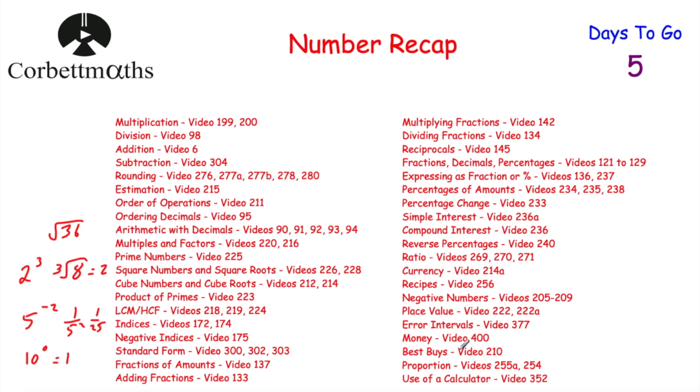Best buys, so whenever you're dealing with best buys, it can be useful to find the cost for one of the items or 1 millilitre and so on and compare them, or you can find the cost for the same amount. Proportion, know how to deal with proportion, and also use of a calculator, be confident in terms of your calculator and how to use it.